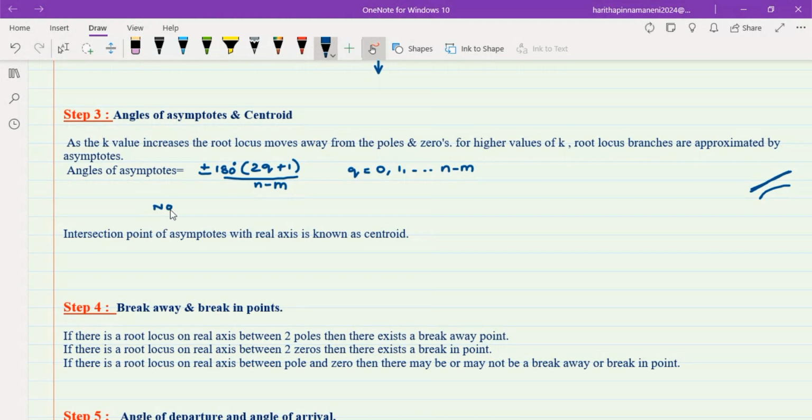So we will write here: number of asymptotes is equal to number of root locus branches terminating at infinity.